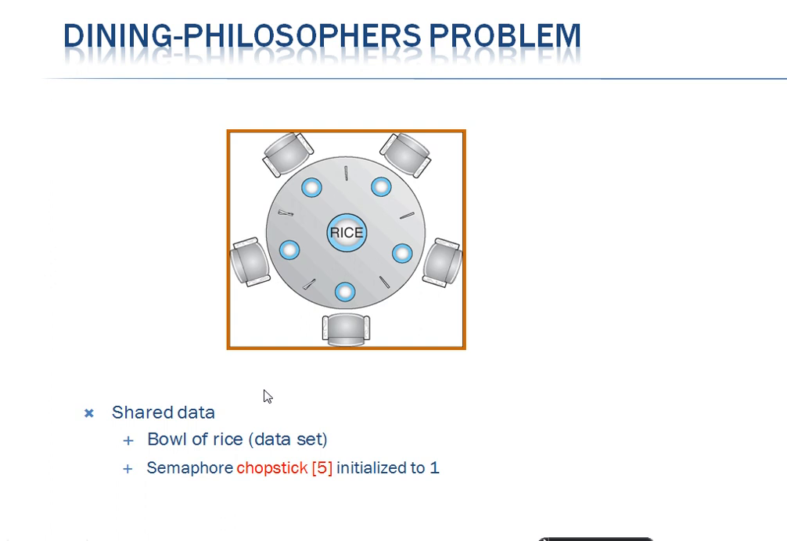See here, in this dining philosophers problem, there is some shared data. The shared data include the bowl of rice, which we are calling the data set, and semaphores, which we are calling chopsticks, and they are 5 in number, whereas there are 5 philosophers sitting here. These 5 chopsticks are initialized to 1. They each have their own plate where they can put some rice and have their meal.